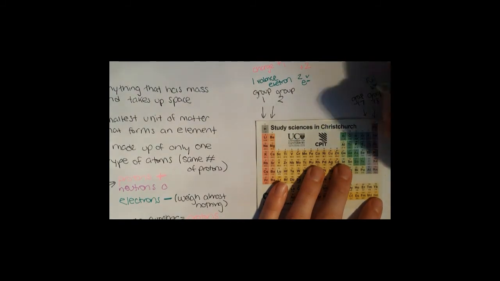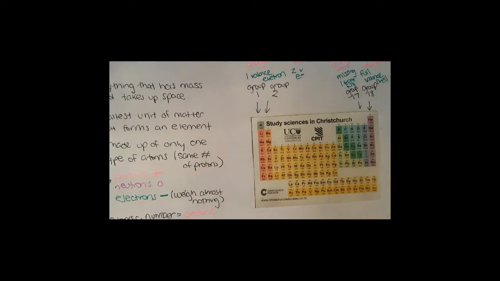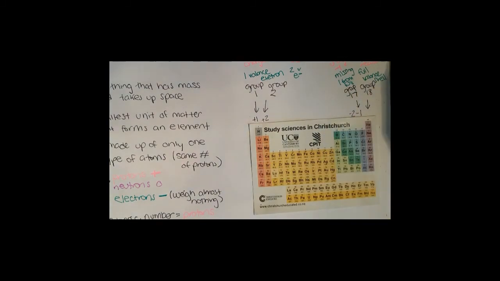And in group 17, they would have a charge of minus 1. This is because it needs 1 more electron to have a full valence shell. So we can use the periodic table to predict ion charges. Group 1 is going to have a charge of plus 1, group 2 plus 2, group 16 minus 2, and group 17 minus 1.